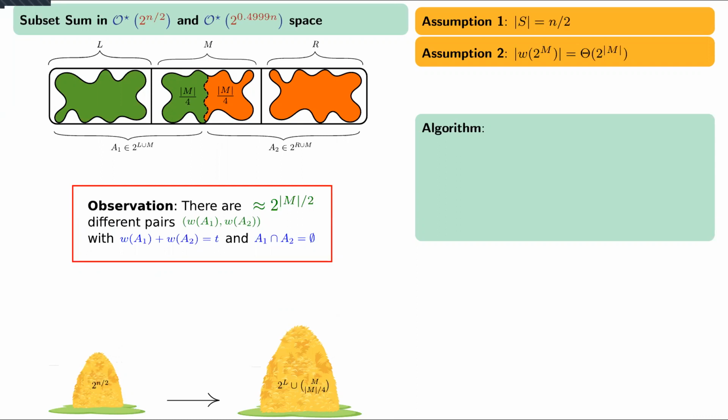And this is because this set capital M generates a lot of different sums. Okay, so what we had is a solution for subset sum, and now we have 2 to the M half solutions for subset sum. And what we are going to do now is sample this set of solutions.